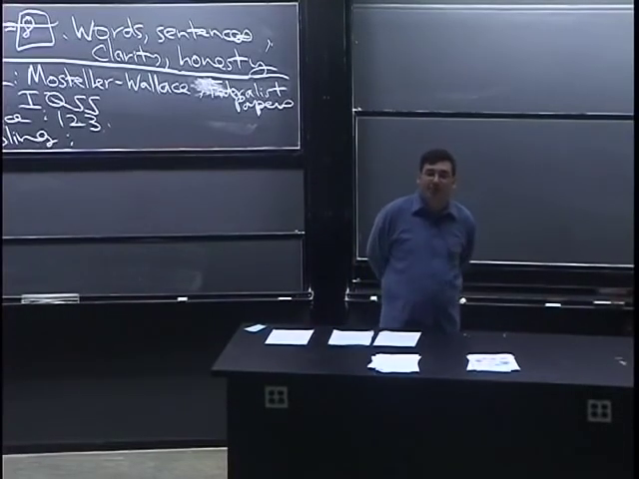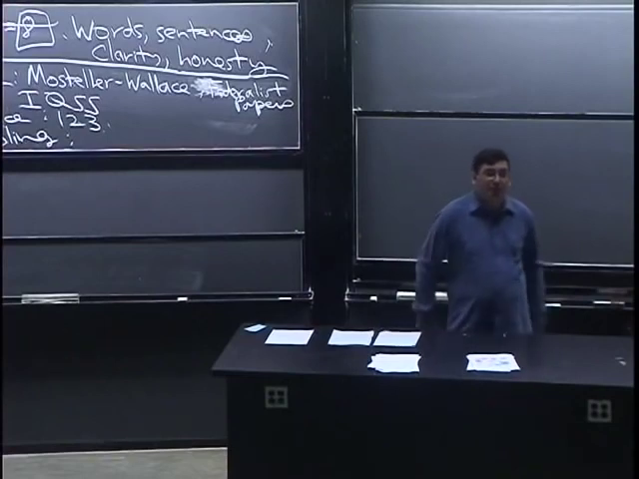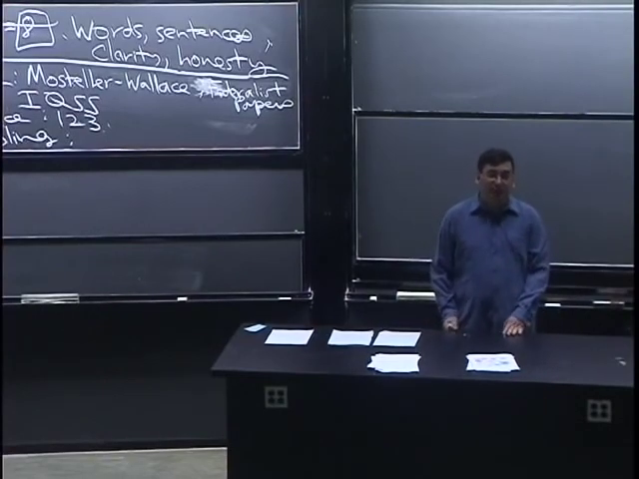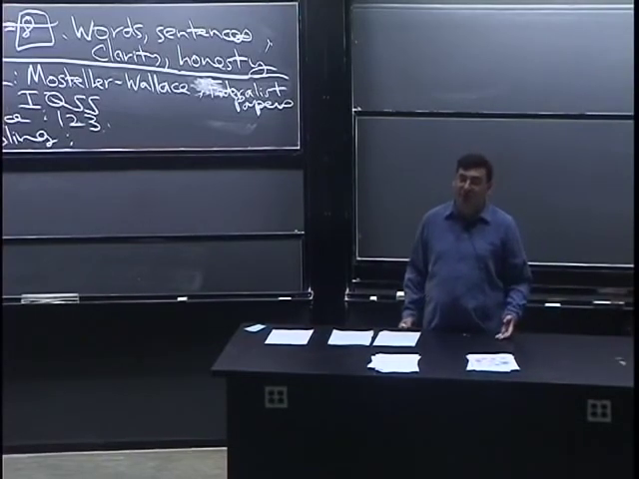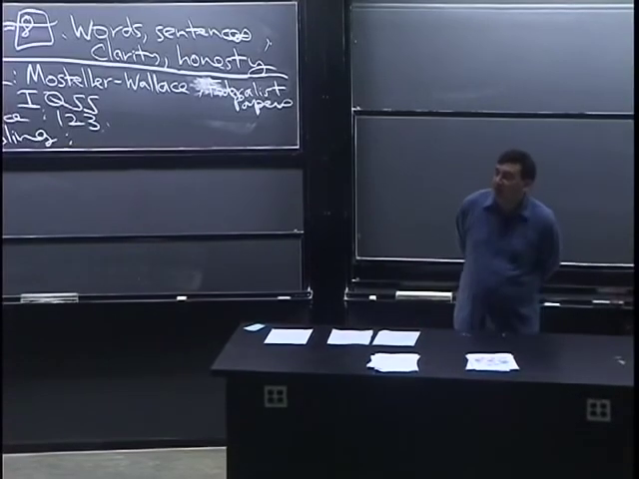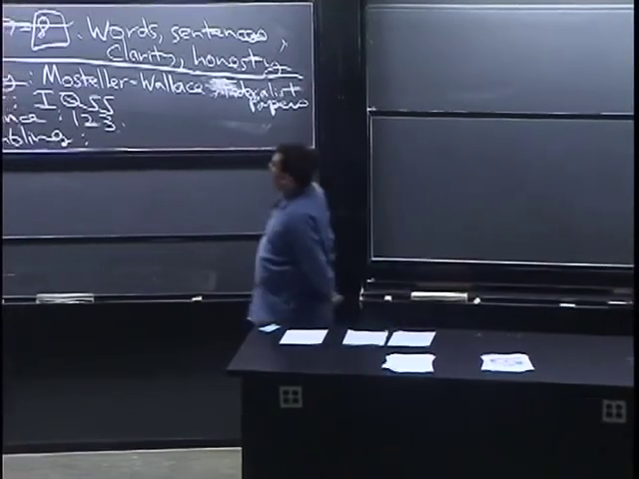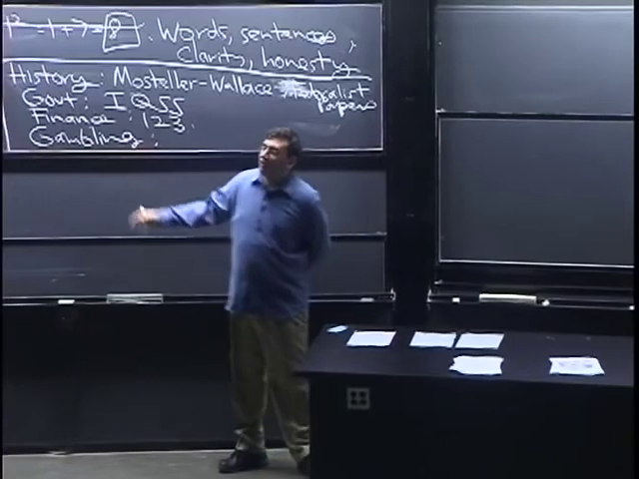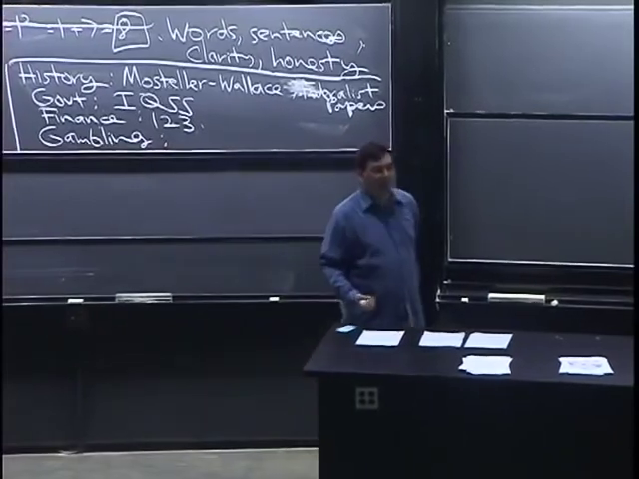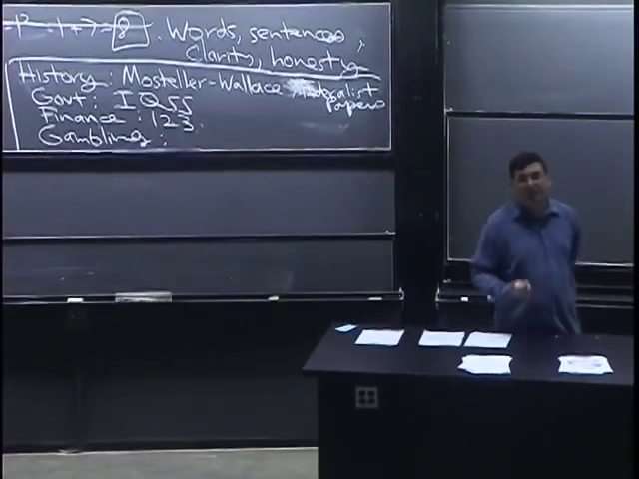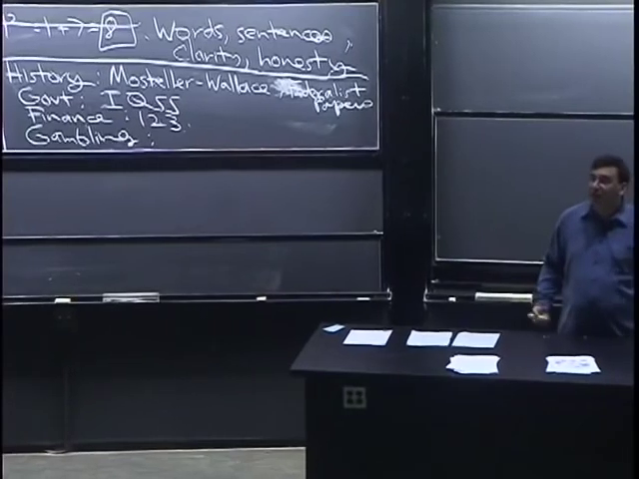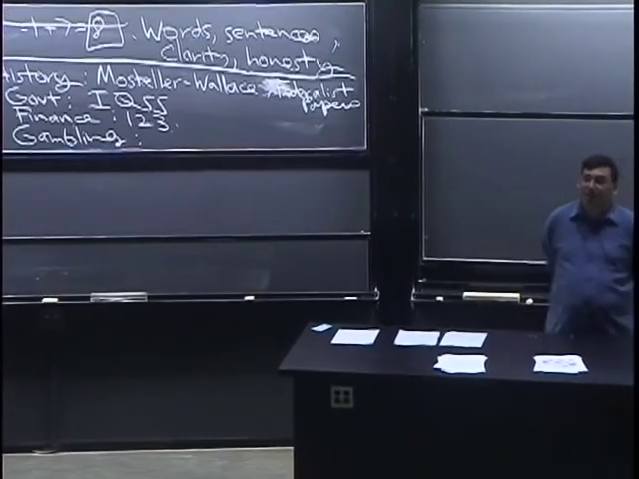gambling is where probability came from. The historical roots of the subject are exactly in games of chance, gambling. And so it gives me a chance to talk about a little bit of the history. It's also some familiar concrete examples like dice and cards and coins and things like that people gamble with.